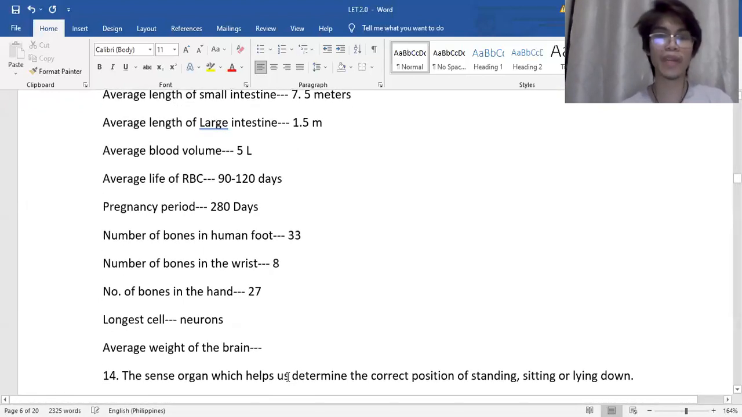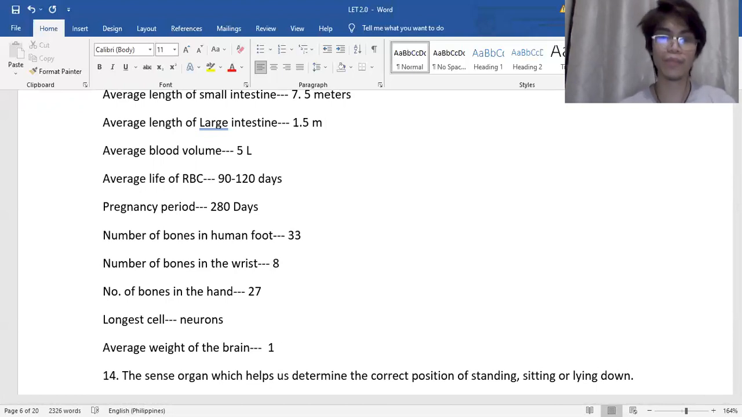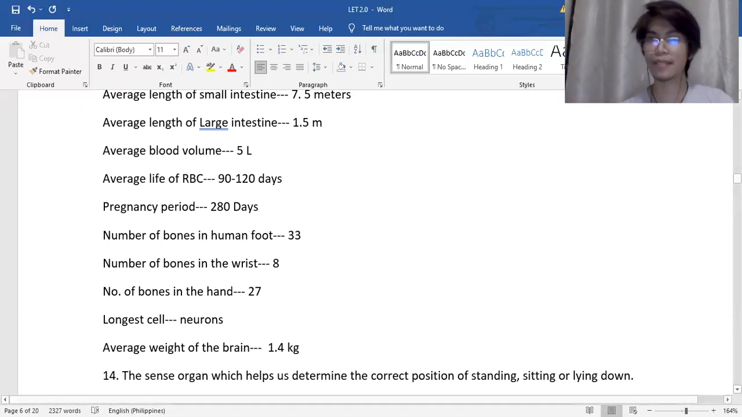Average weight of the brain, that is 1.4 kilograms, or 1,400 to 1,500 grams. It can also be 1.5 kilograms, but the average is actually 1.4 to 1.5. So it can be 1.5, it can be 1.4, it can be 1,400 grams, or it can be 1,500 grams.